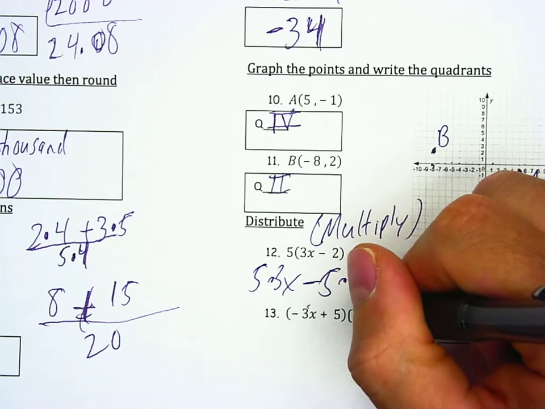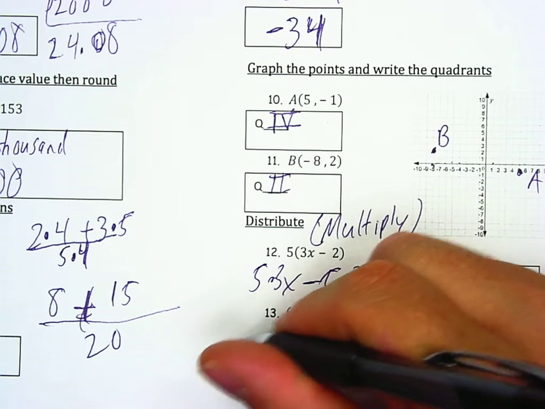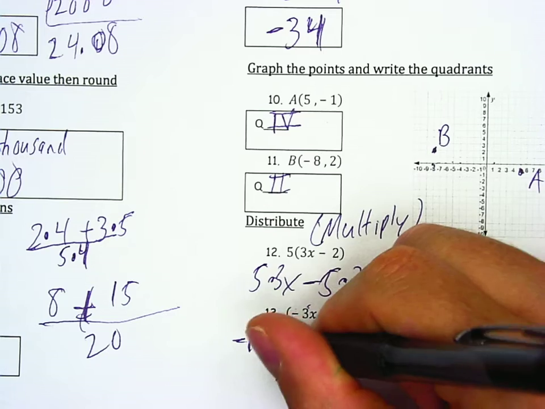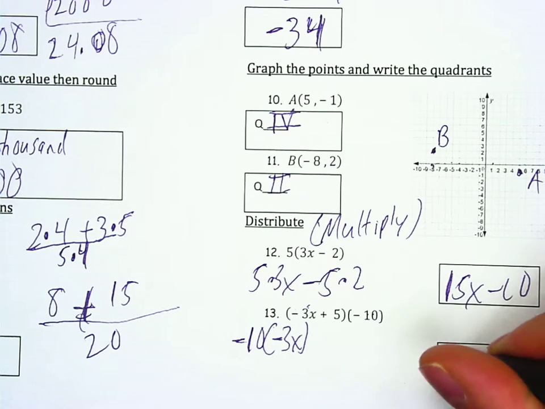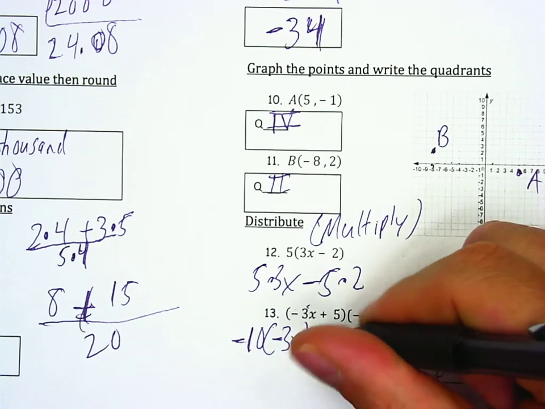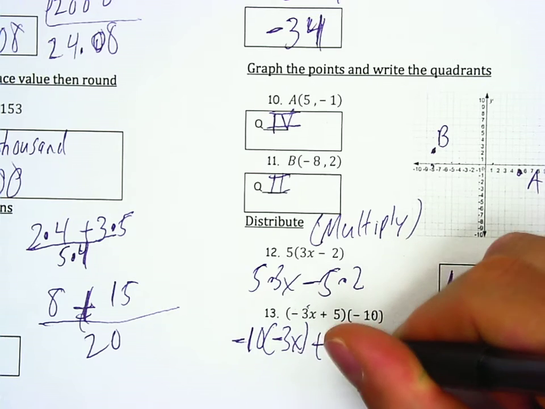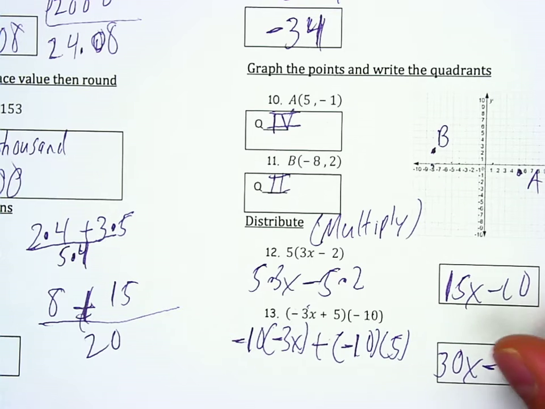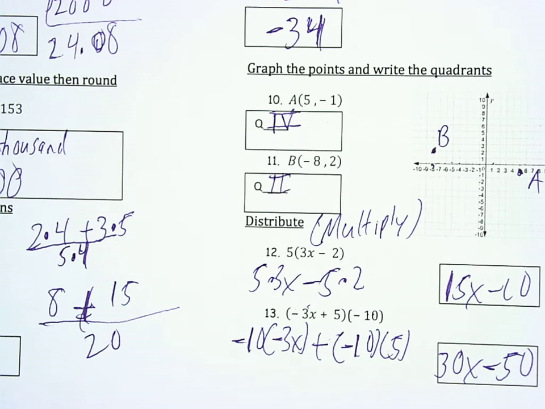Question 13, same deal. Negative 2, negative 10 times by negative 3x. So that is 30x plus negative 10 times by 5. That's minus 50. Again, we're distributing there. So we do negative 10 times by negative 3x, negative 10 times by 5. So these are each worth 4. Means there's 52 points on the front side this week.